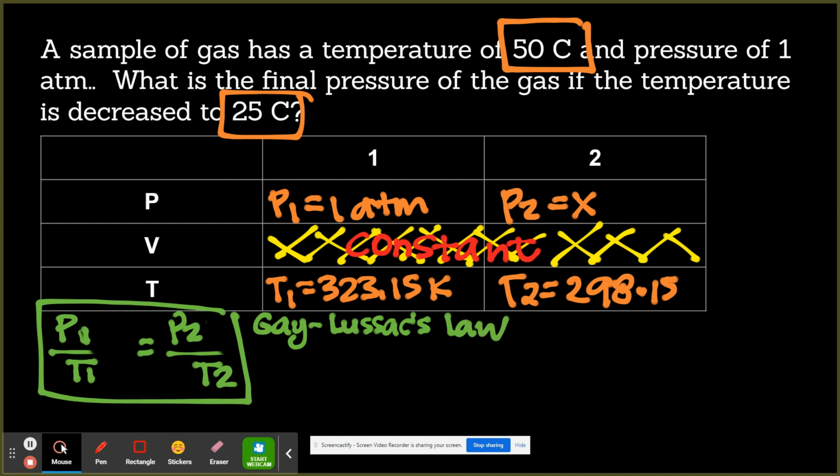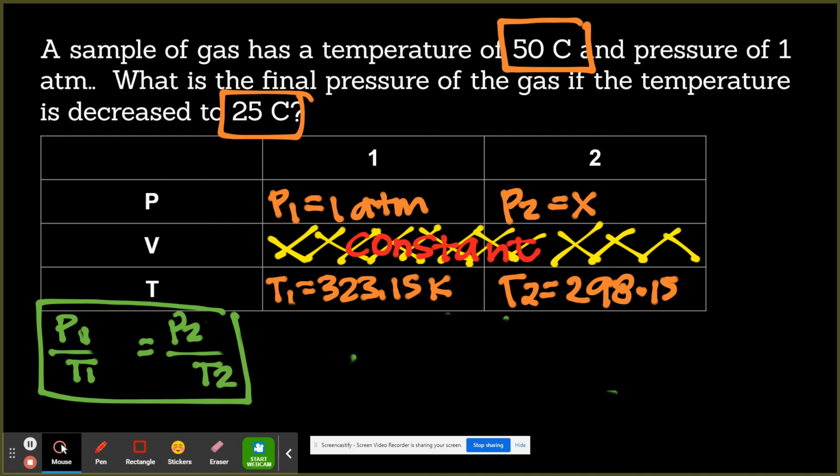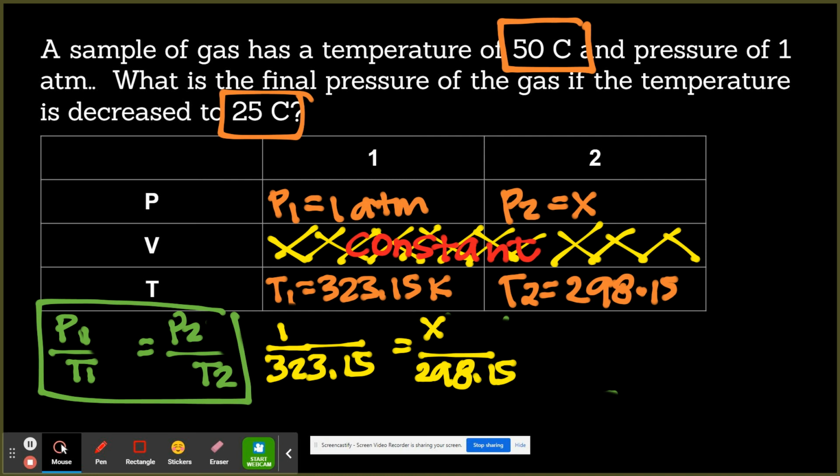And what is constant here? V. And what's changing here is pressure and temperature. All right, so let's go substitute this. Let me erase this really quickly and go straight into the equation. What is P1? P1 is simply 1 over 323.15. P2 is X, so X over 298.15. Again, guys, if you have a denominator like this, don't forget to cross multiply.